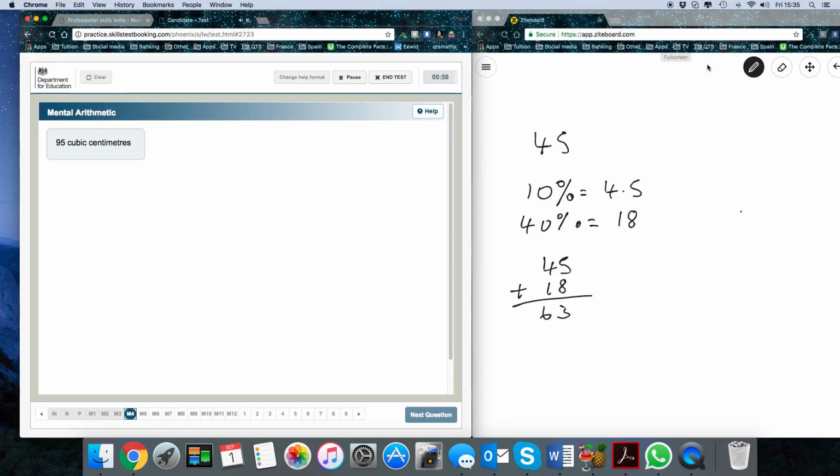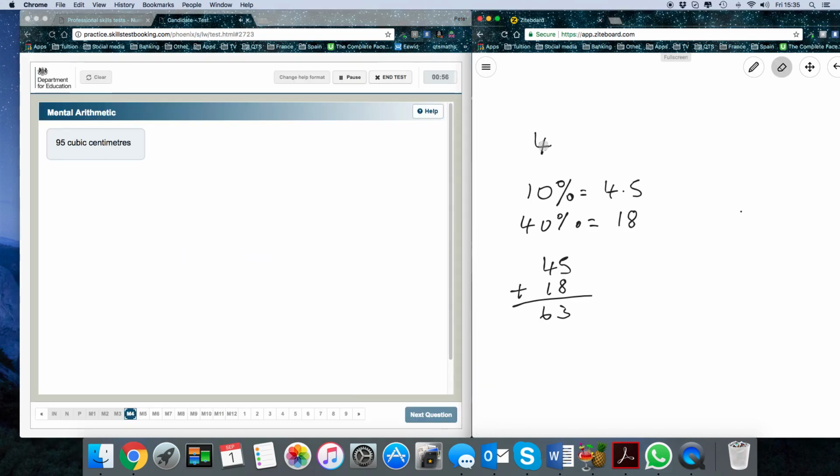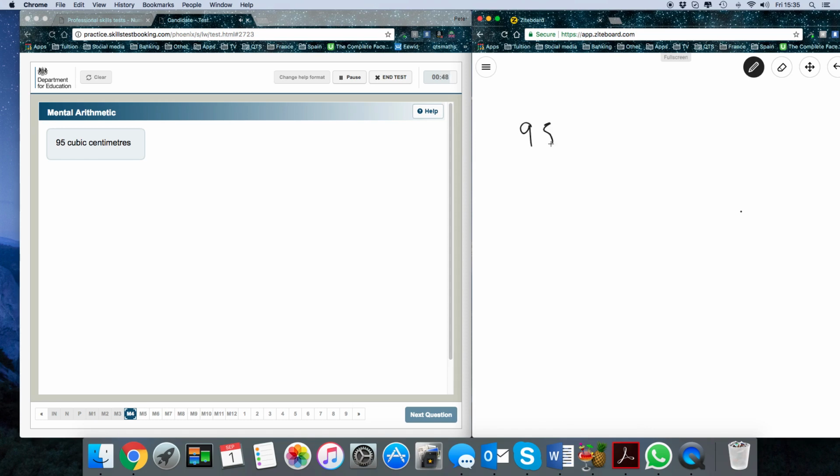Question 4. For a science experiment, a teacher needed 95 cubic centimetres of vinegar for each pupil. There were 20 pupils in the class. Vinegar comes in 1,000 cubic centimetre bottles. How many bottles of vinegar were needed?